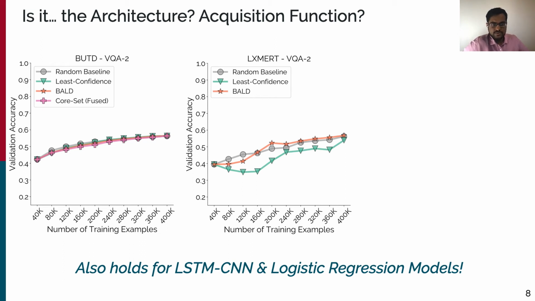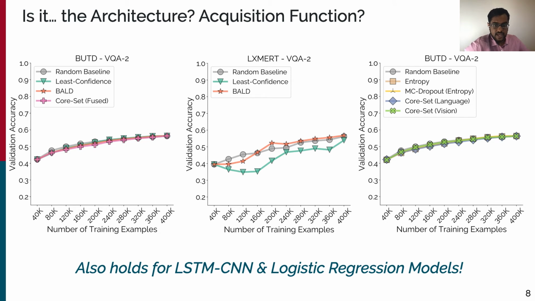However, we found the same story here. Regardless of the model type, including simpler models, we still see an inability for active learning methods to be more sample efficient than random baselines. So then we looked to other active learning acquisition strategies. So far, I've shown you the results of uncertainty sampling and BALD, but we also tried other methods, including a variant of entropy-based uncertainty sampling, as well as looking at the entropy of a Monte Carlo dropout ensemble, as well as two other variants of core sets that look at unimodal representations of language and vision separately. We still see the same story.